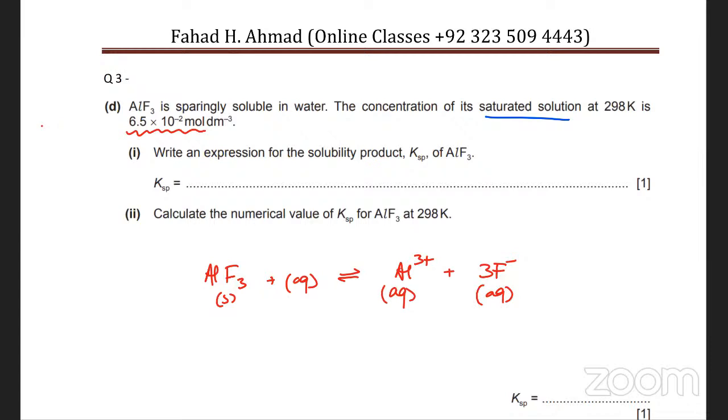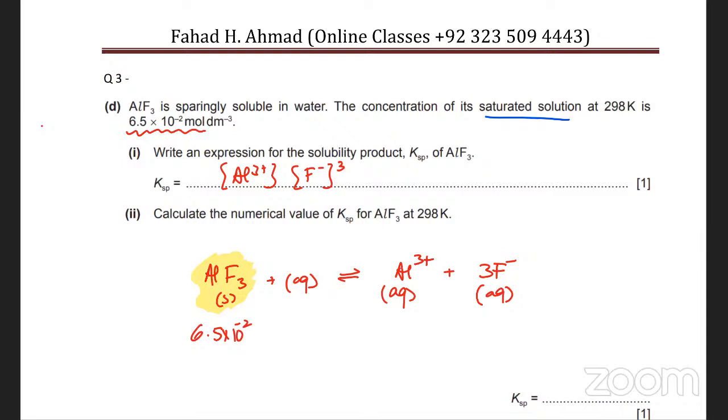So what is the expression for KSP? That's going to be aluminium ion concentration times F-1 concentration, and that is going to be cubed. Okay, so that's your expression. And he's saying calculate the numerical value for KSP. So you know how much AlF3 is dissolving. Okay, you know the amount. That's 6.5 times 10 power minus 2. So this is the amount that is dissolving.